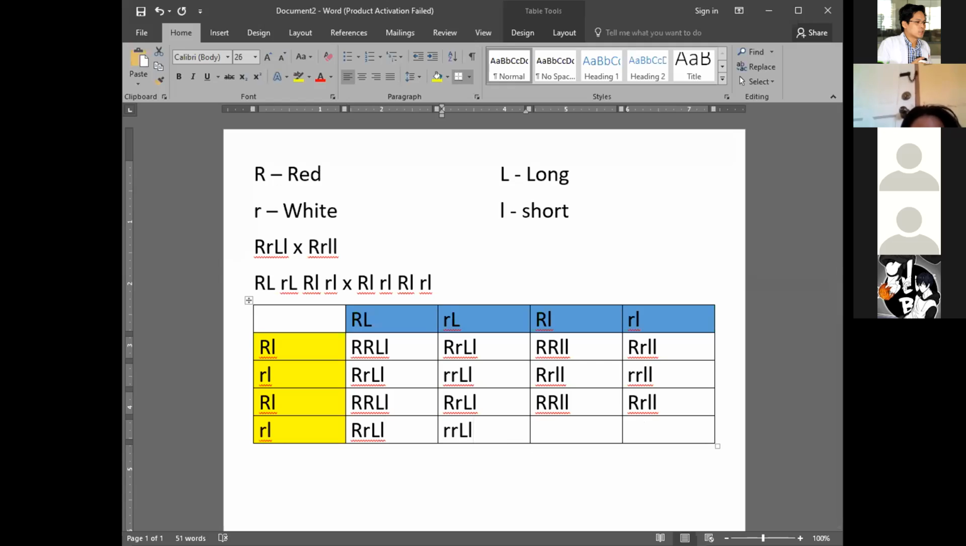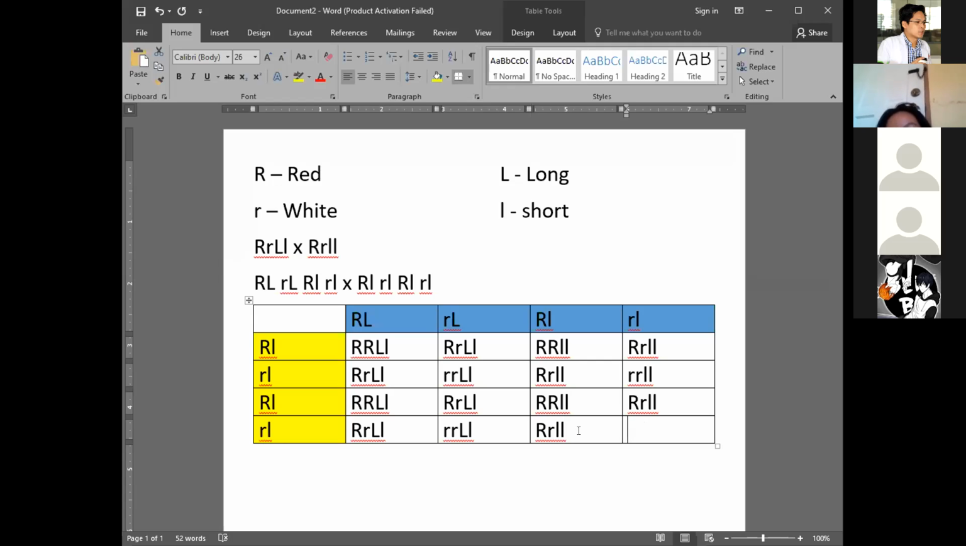So we have a white-eyed Drosophila melanogaster with a long body, heterozygous long. How about the next? What would be our answer? Big letter R, small letter r, and two small letter l's. So heterozygous red with a short body.